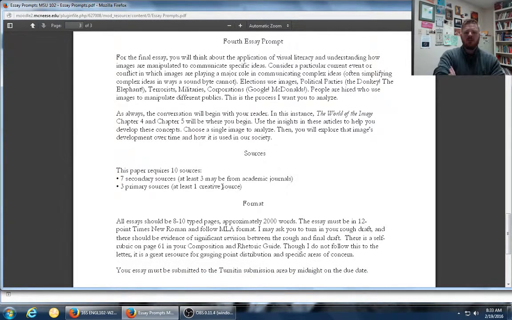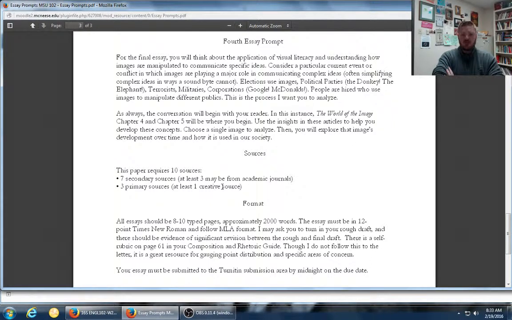Then you have the 4th essay prompt. For the final essay, you will think about the application of visual literacy and understanding how images are manipulated to communicate specific ideas. Consider a particular current event or conflict in which images are playing a major role in communicating complex ideas, often simplifying complex ideas in ways a soundbite cannot.